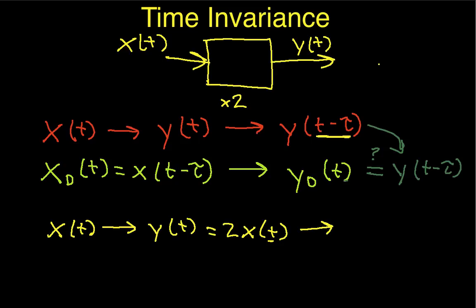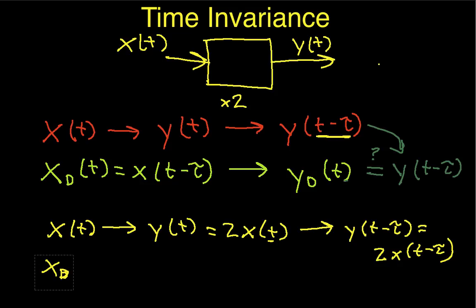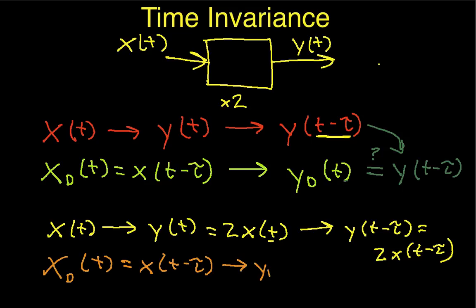Then the y of t minus tau is just 2x of t minus tau. Okay. Now if I plug in an xd of t, which again is x of t minus tau, goes into my system, and that gives me an output yd of t, which is just 2 times xd of t, which is 2x of t minus tau.